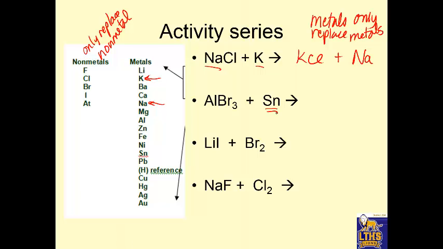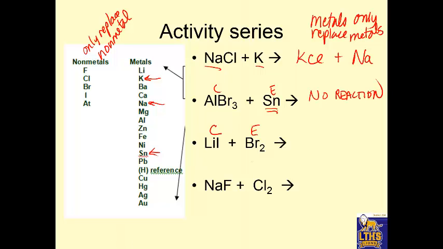Okay, here's the element tin right here on the activity series. Since tin's a metal, you have to look to see if it's higher than aluminum. Aluminum is higher, so this is going to be no reaction. So how do you know this is a single replacement? Well, you have an element plus a compound. Right? Oh, look, it's an element.